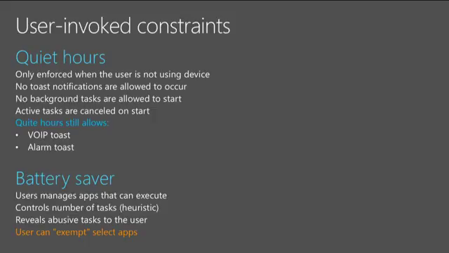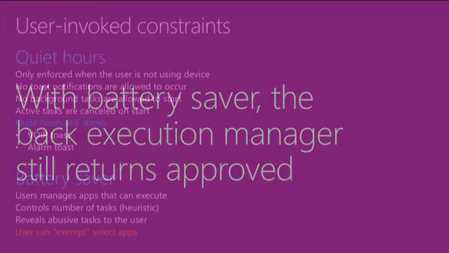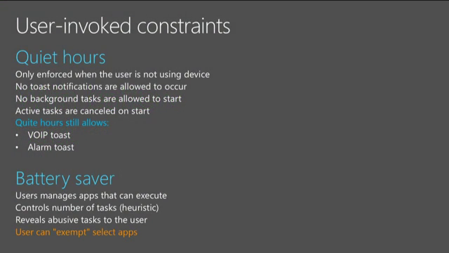The other one is around battery saver, which we talked about before, where the user can go in and proactively set certain background tasks not to run. Because battery saver tells them in a graph who's using all the time here. And if all of a sudden your background task is the largest in the graph, they'll be tempted to disable your background task.